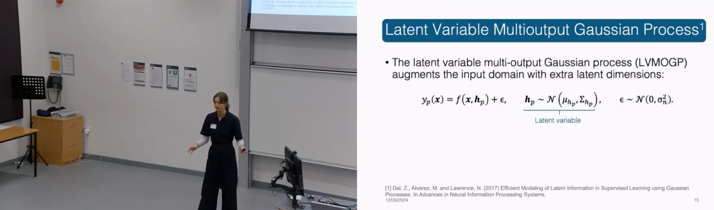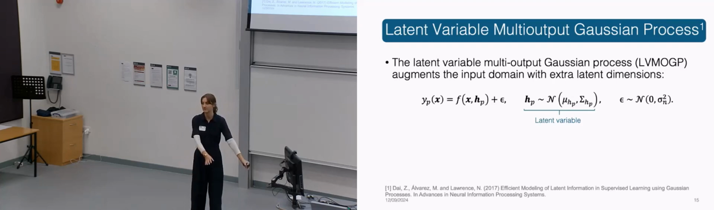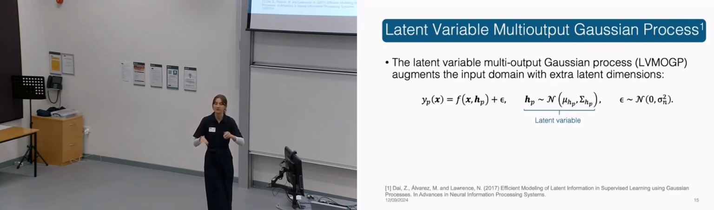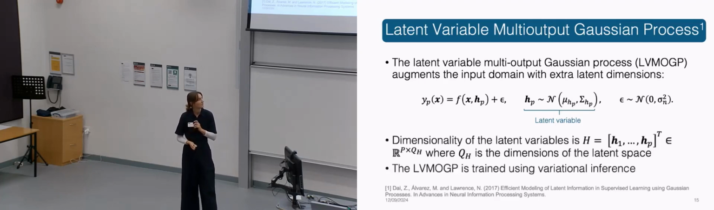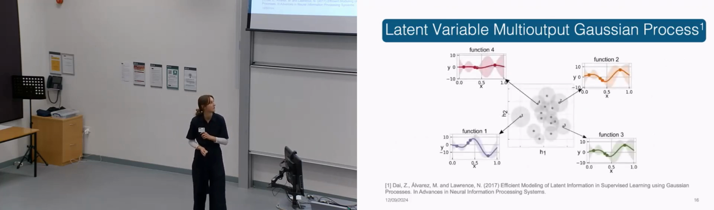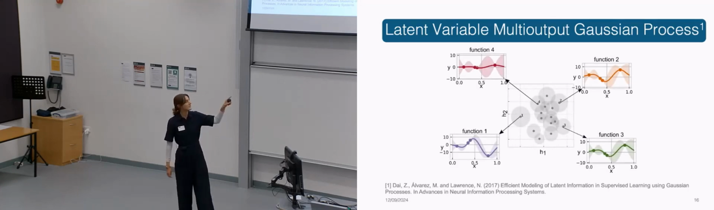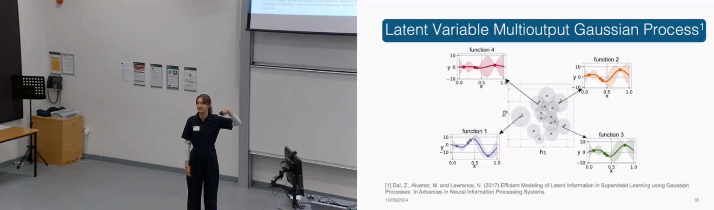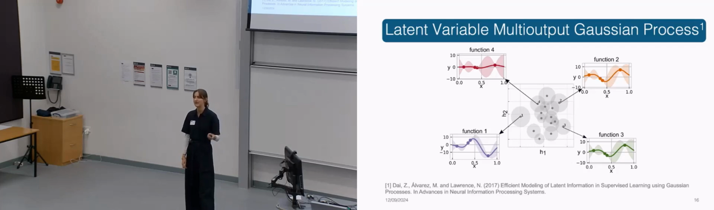And this works by you assume that your output is a function of both your observed input, so your length and your GC content, but then also a latent variable. And each output function gets its own latent variable. I think the best way to show this is to look at the image. So this is what you end up with. Each output function has its own latent variable, which you learn on a latent space. And then you also learn what the function is as well.